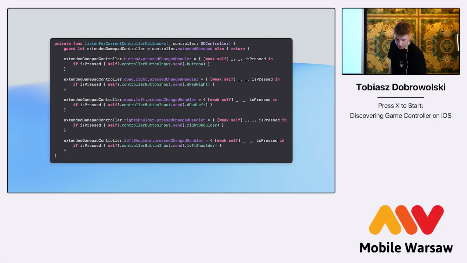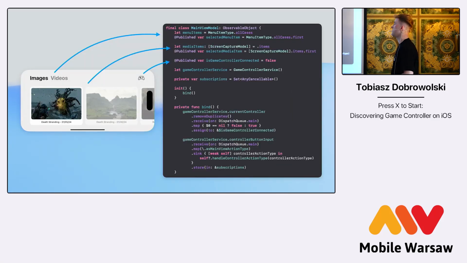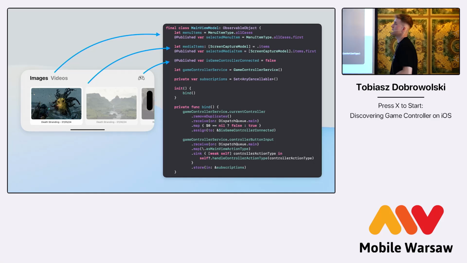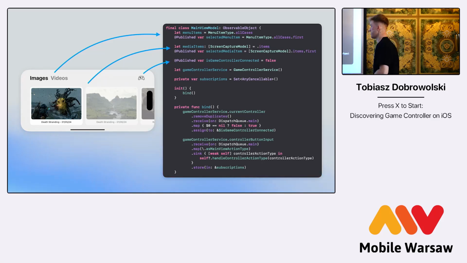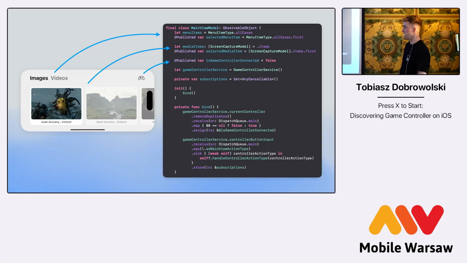Okay, so now let's go to the view model that is subscribing to the game controller service. We have our app and the arrows that will show you which code is responsible for the data in it. To show the controller icon when the controller is connected, I'm binding the current controller. If it's nil, it means that there is no controller. If it's not nil, there is a controller, and I'm showing the icon. And as you can see, I'm also subscribing to the button input, but I'm mapping it to another enum.